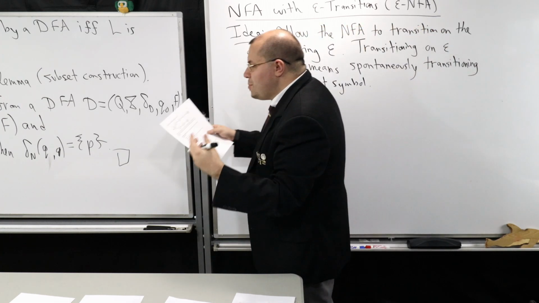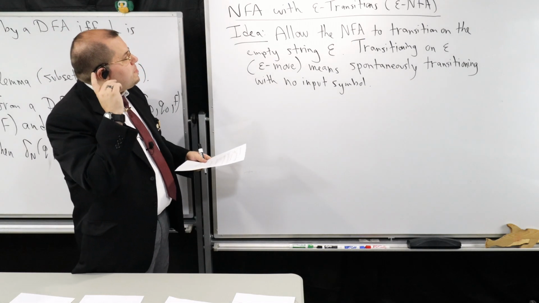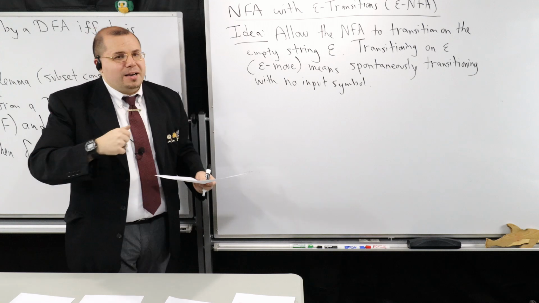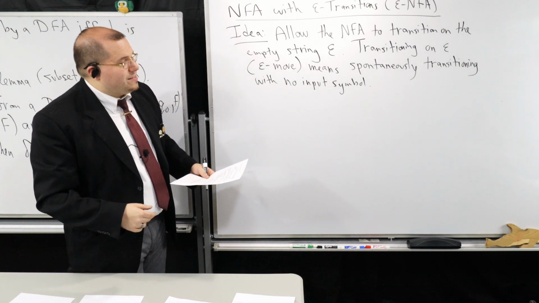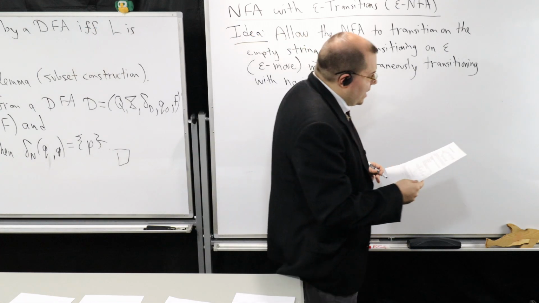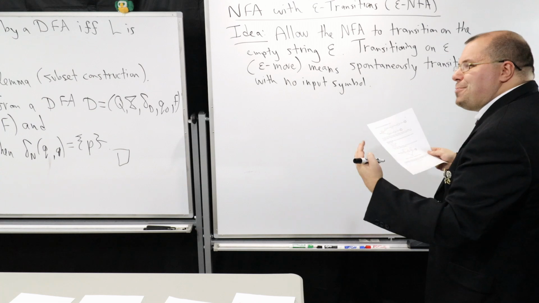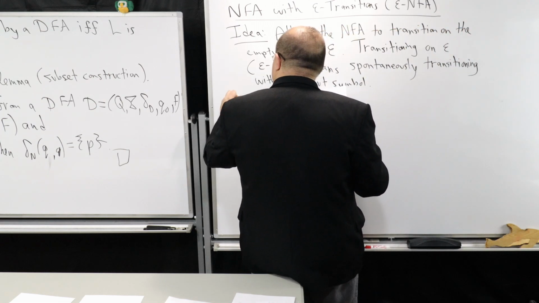So I want to motivate this by giving you a couple of examples of why you might consider a machine like this, and also give you a flavor for how this is going to work, because I'm going to have to formally define what an epsilon-NFA is for you. I'm going to give you two applications of sorts, just to motivate this.